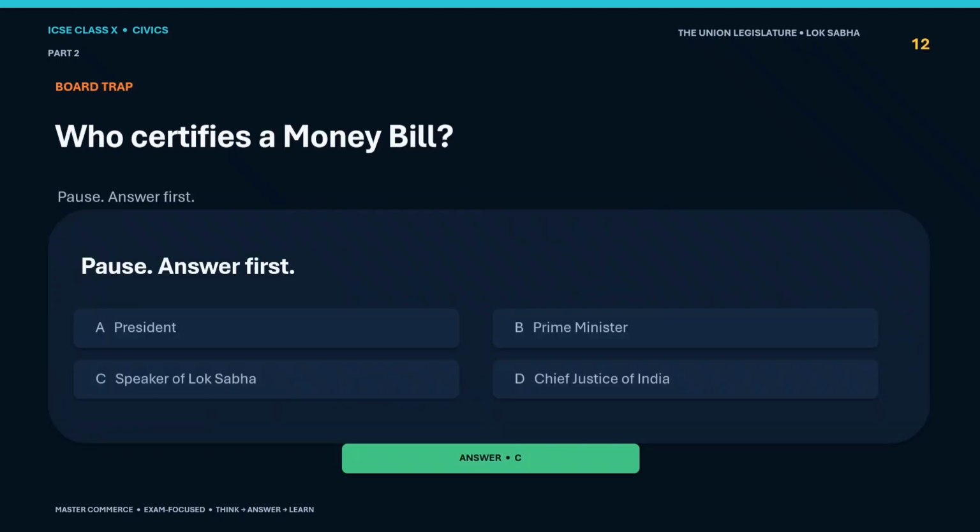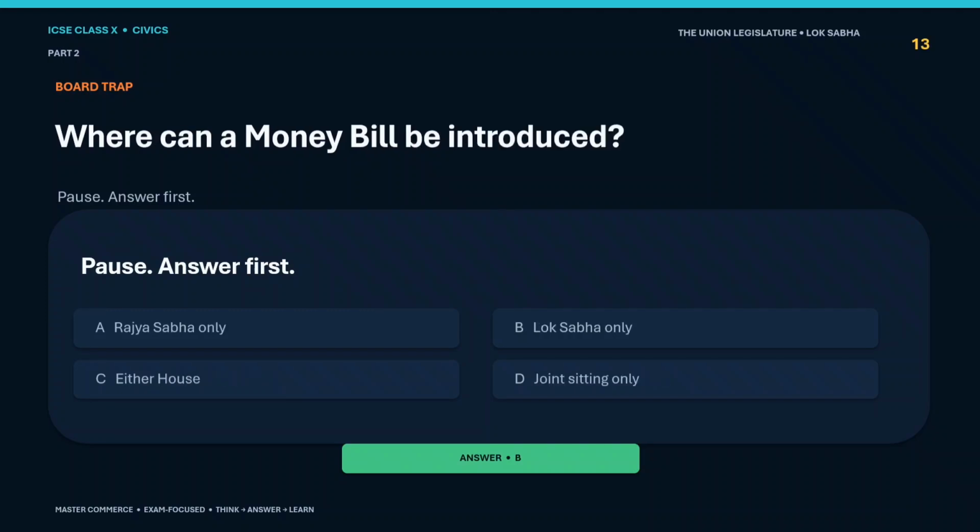Question 1. Who certifies whether a bill is a money bill? The answer is Speaker of the Lok Sabha. If you chose the President or Prime Minister, that's the trap. Now, which house can introduce a money bill? Lok Sabha only, not Rajya Sabha, not either house, only Lok Sabha.